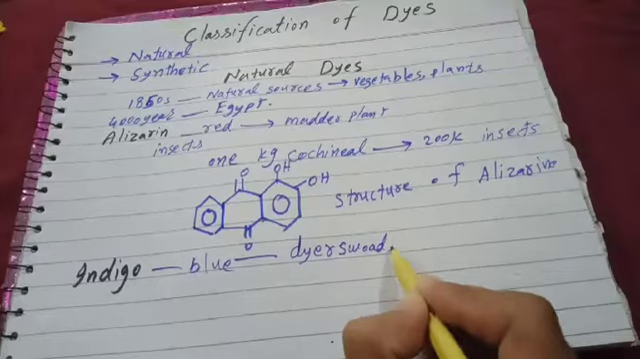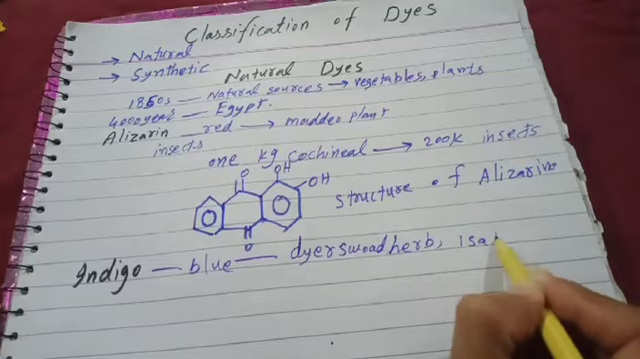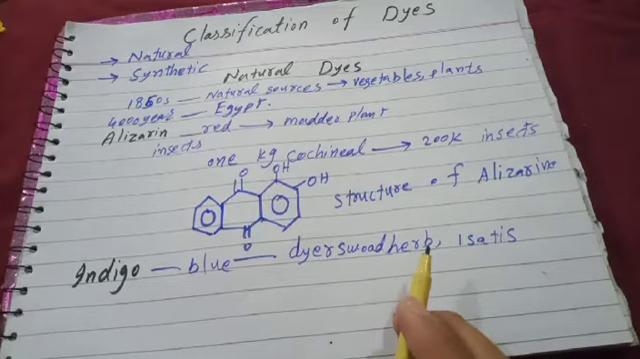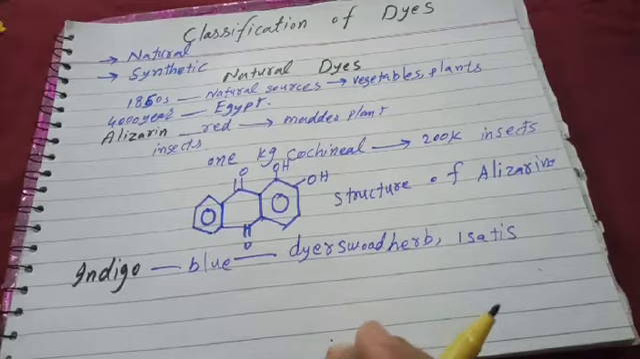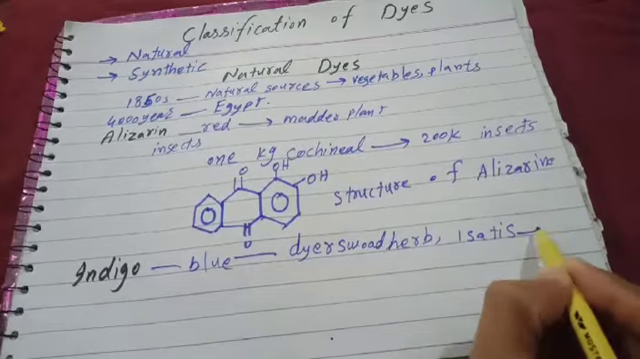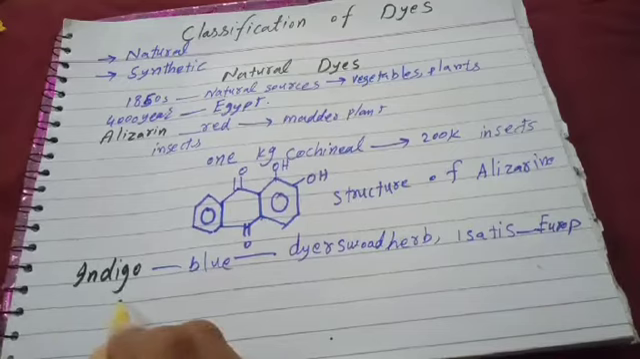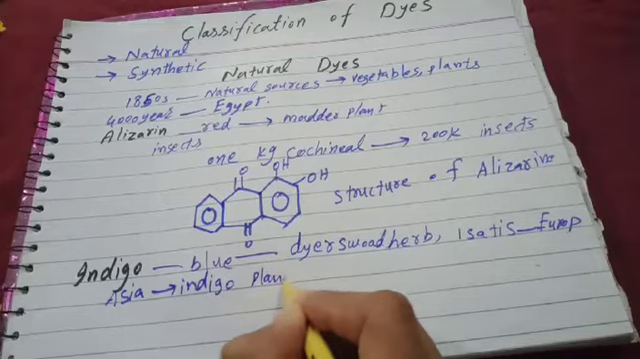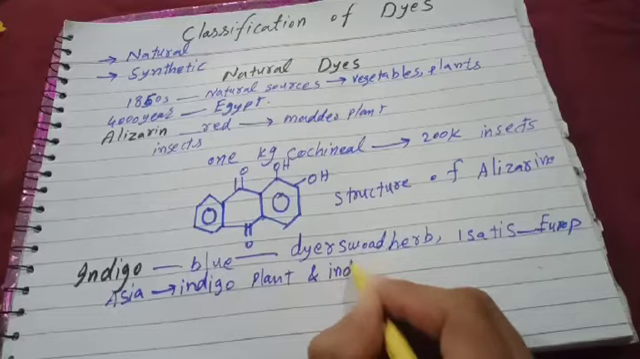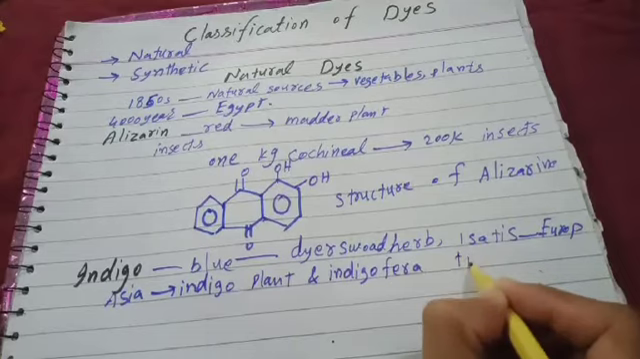Isatis tinctoria, and in Asia from the indigo plant. In Asia, it is obtained from the indigo plant, Indigofera tinctoria, and in Europe, it is obtained from leaves of the dyer's woad herb.